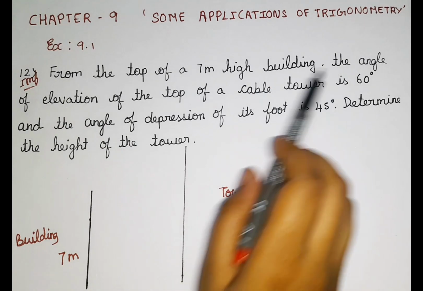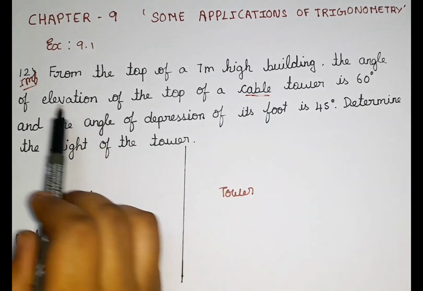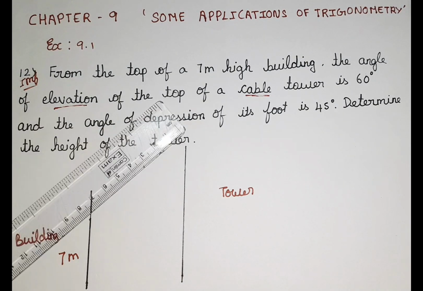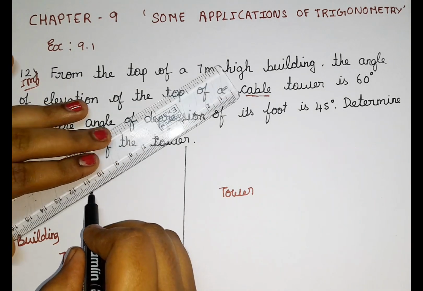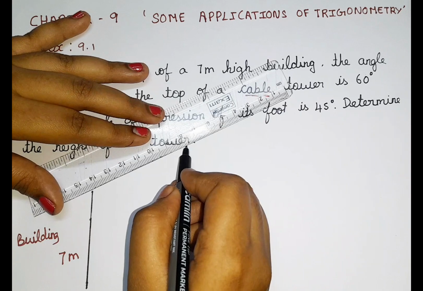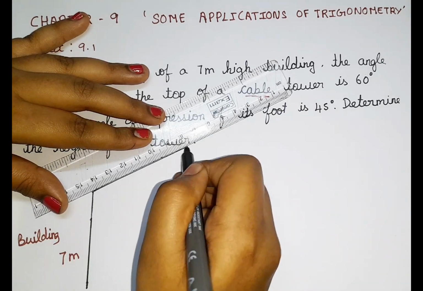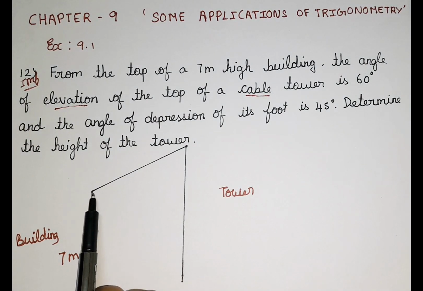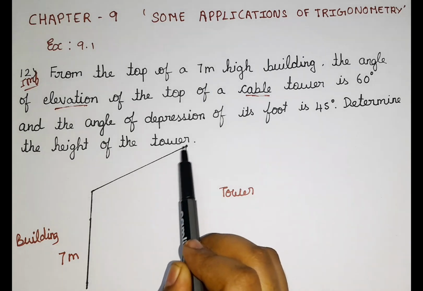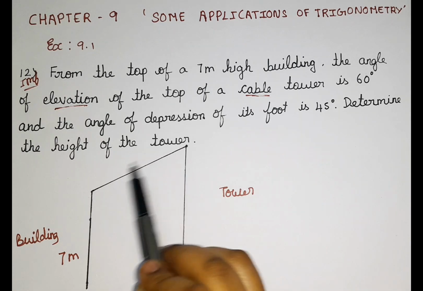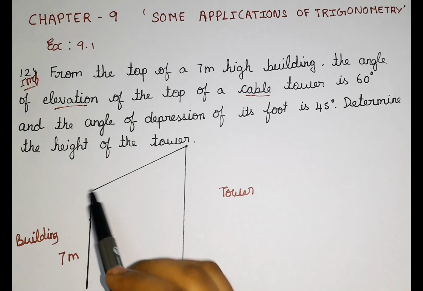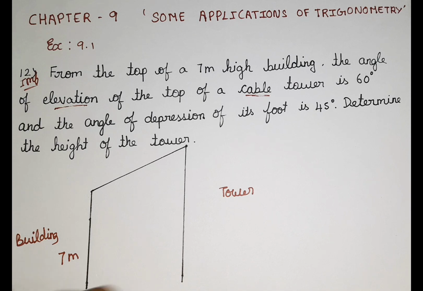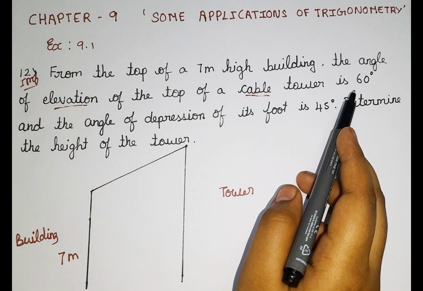The angle of elevation of the top of a cable tower. So they are talking about angle of elevation. What is the meaning of angle of elevation? This is the top of the building, isn't it? From here, if you draw a line like this, then this is the meaning of angle of elevation. Remember guys, if someone is standing on the top of a building and they look at the tower, there is a straight line when they look at the tower. We just call it the angle of elevation. The degree is 60 degrees. They are talking about the angle that is 60 degrees, isn't it?